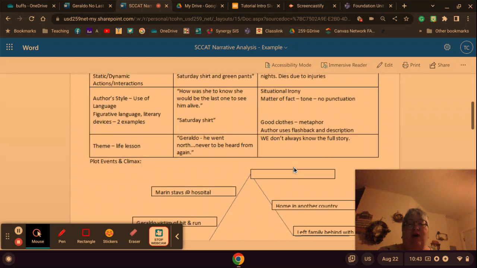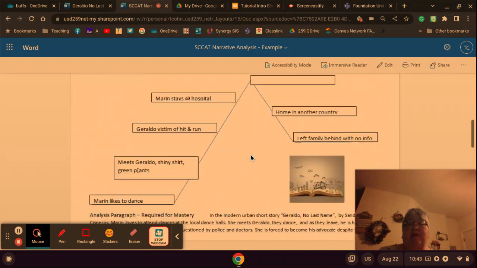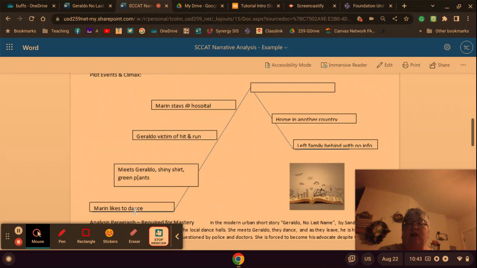So that's the first part of this analysis. Then the second part of the analysis is you want to do a plot diagram. So how does the story progress? So we know Marin likes to dance. She goes to all the dances in town. She meets Geraldo in his shiny shirt and green pants. They dance all night together, and as they're leaving, Geraldo is the victim of a hit and run right outside the dance hall. And Marin, since she's a witness, has to go to the hospital with him.